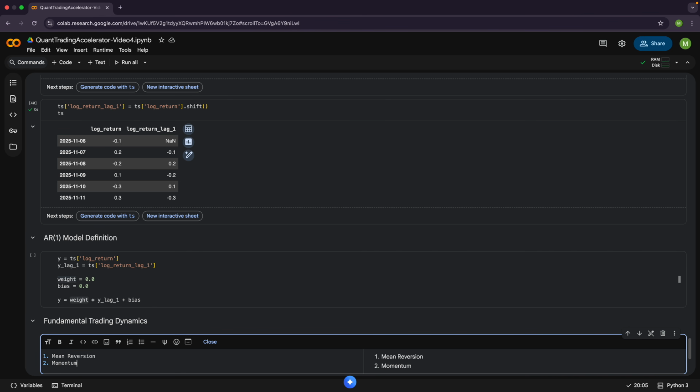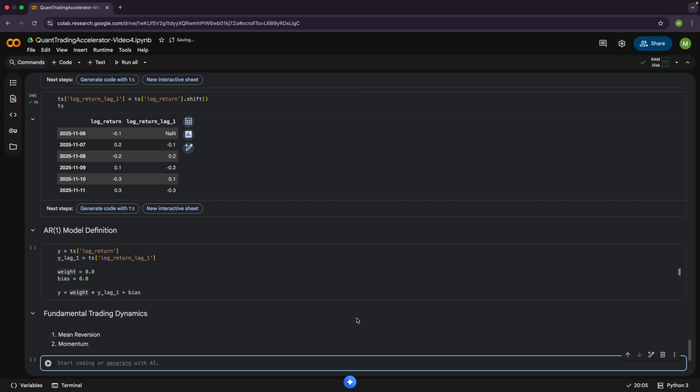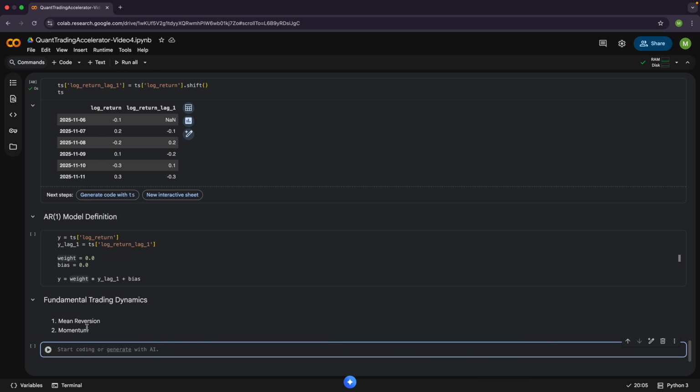Essentially, mean reversion is modeling what comes down must come up, and what comes up must come down. And momentum is what goes up stays up, and what goes down stays down. If you axiomatically broke it down, these are the 2 most basic trading dynamics. So now we're going to look into just mean reversion first.